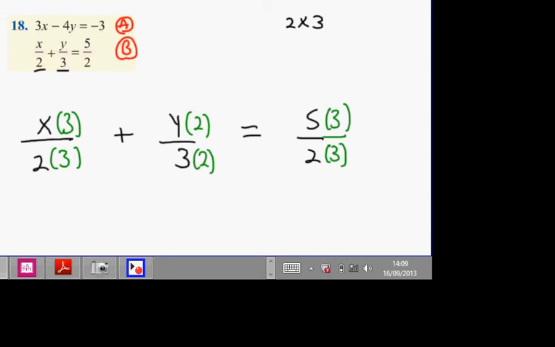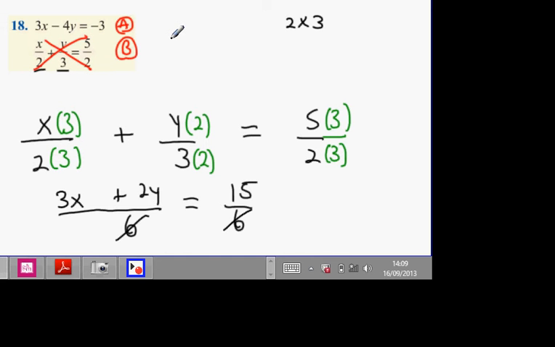Okay, it's alright. Next thing. 3x plus 2y all over 6, because both of them are now 6, equals 15 over 6. Now what can you do with the 6's on both sides? You can cross them out. And then this one here gets a makeover and becomes 3x plus 2y equals 15. Okay, so that's what it becomes.